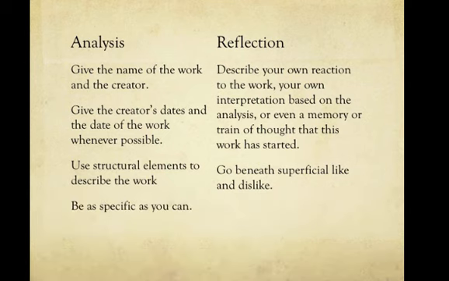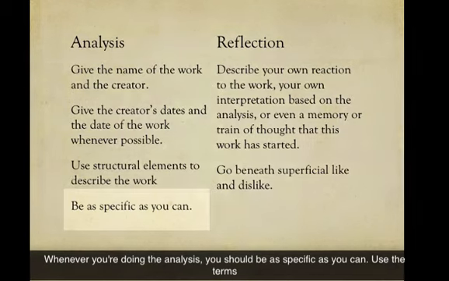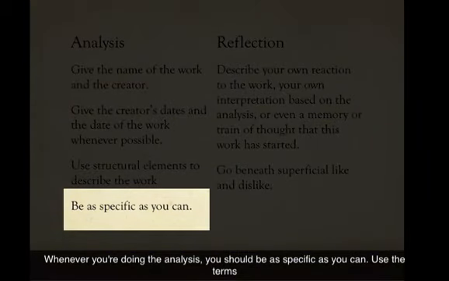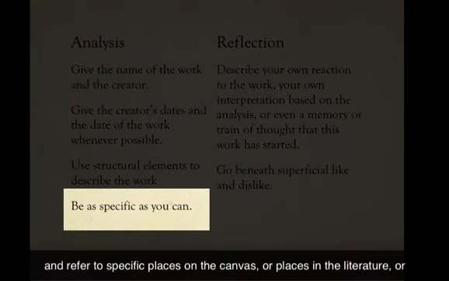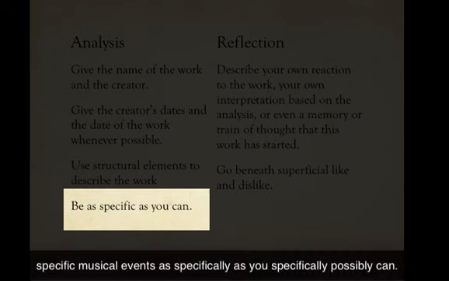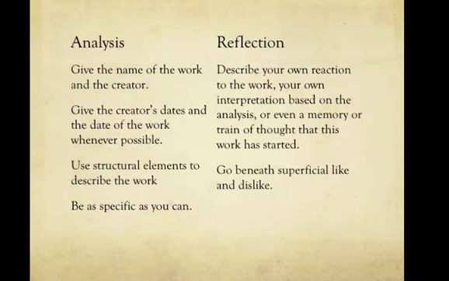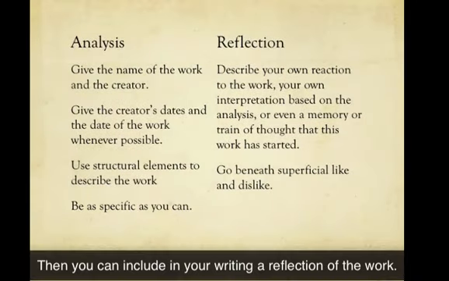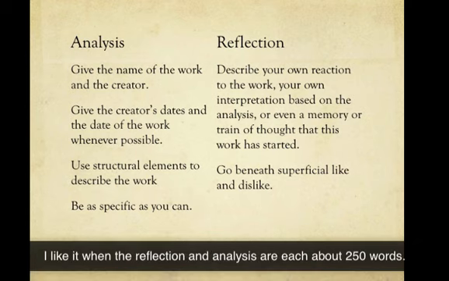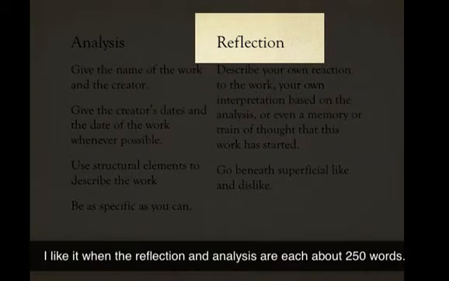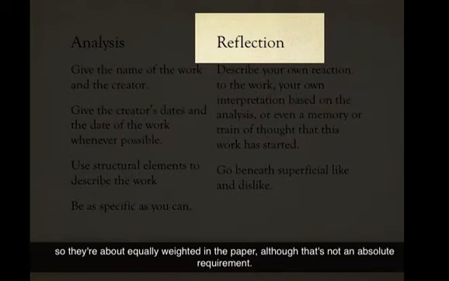Whenever you're doing the analysis, you should be as specific as you can. Use the terms and refer to specific places on the canvas or places in the literature or specific musical events as specifically as you possibly can. Then you can include in your writing a reflection of the work. I like it when the reflection and analysis are each about 250 words, so they're about equally weighted in the paper, although that's not an absolute requirement.